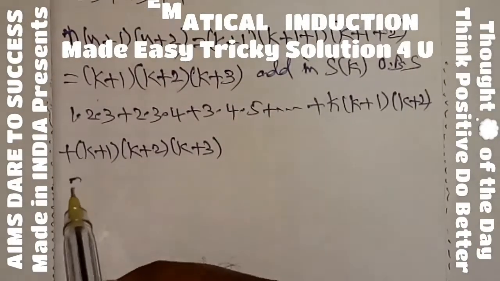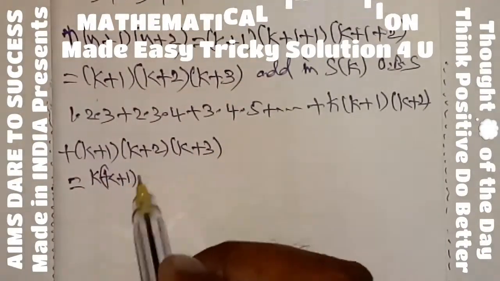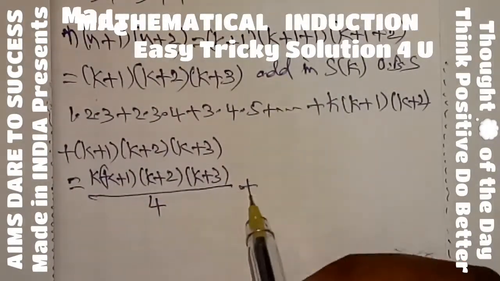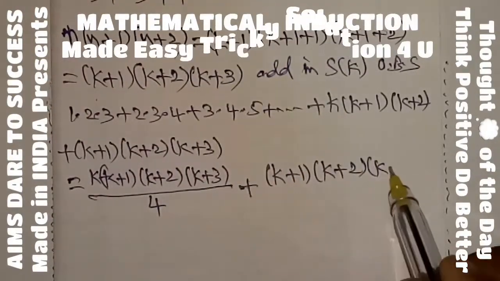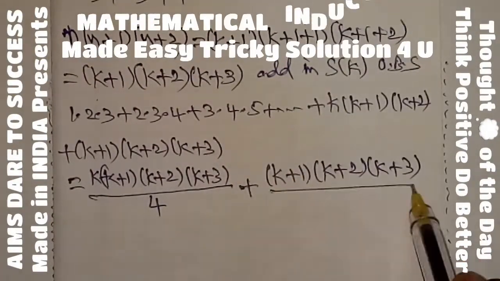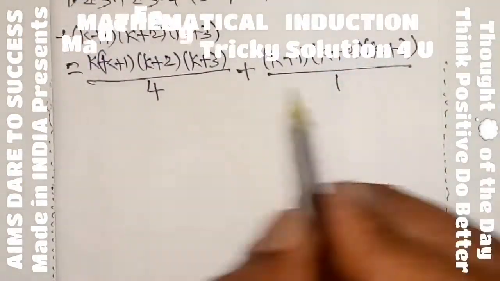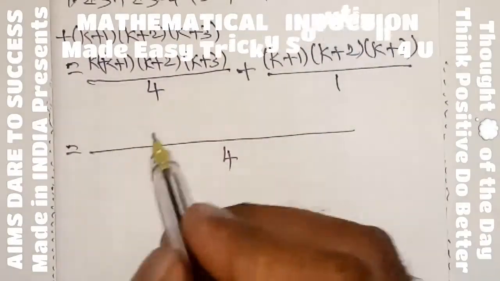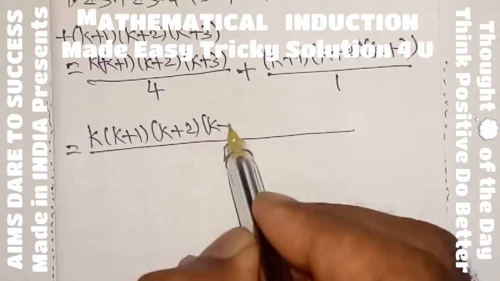The RHS value you can write as it is: k into k plus 1 into k plus 2 into k plus 3 by 4. After that, adding the k plus 1th term. What is the k plus 1th term here? k plus 1 into k plus 2 into k plus 3. Here there is nothing below, so write by 1. Check the LCM of 4 and 1. That is 4. So 4 and 4 matching, you can write k into k plus 1 into k plus 2 into k plus 3. After that plus.